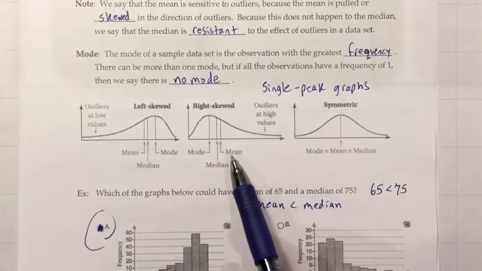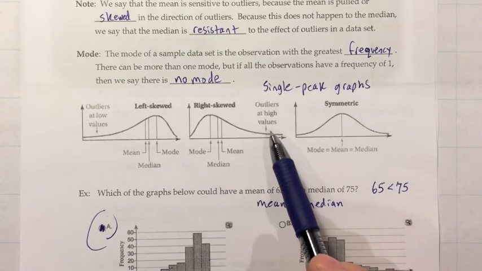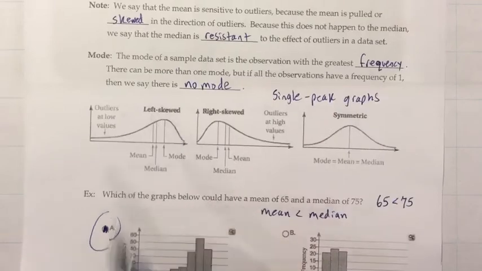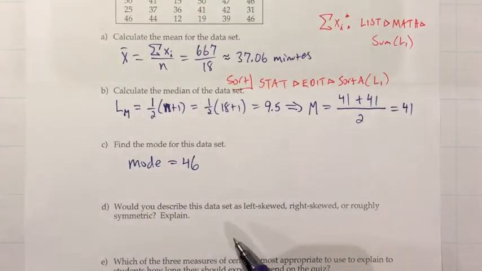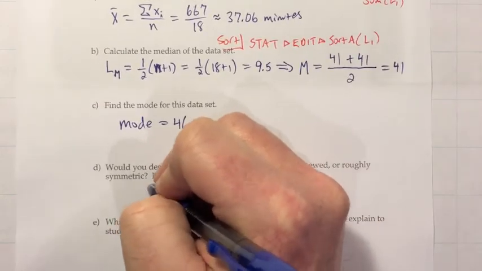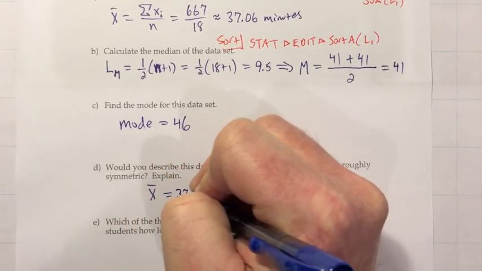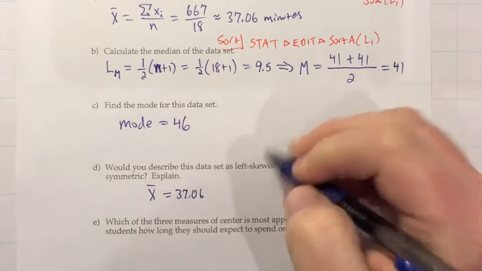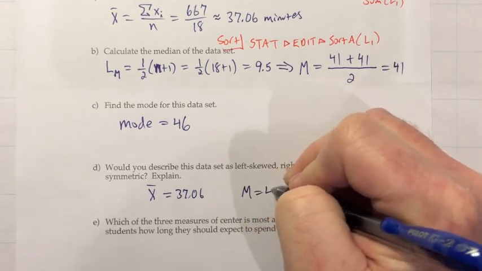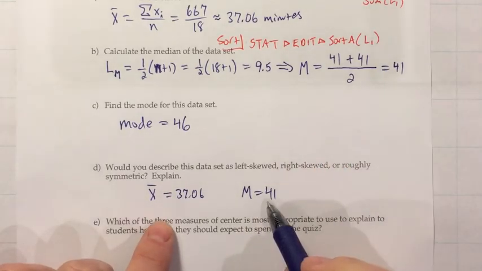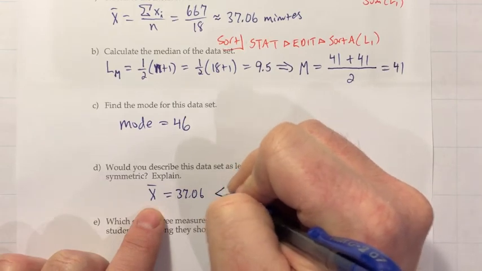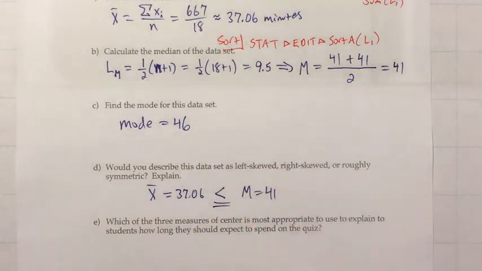So it depends on whether the mean is bigger than the median, that would be right skewed, or if the mean is smaller than the median, that would be left skewed. So what do we have here? Where is our mean? Our mean x bar is 37.06, and our median is 41. So which one's bigger? The median's bigger. So how does the mean compare to the median? The mean is smaller than the median.